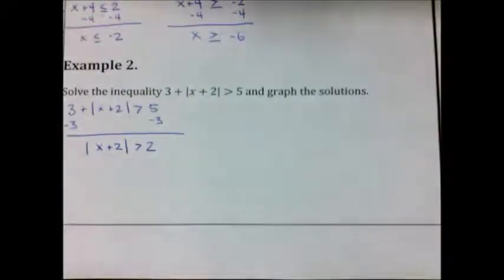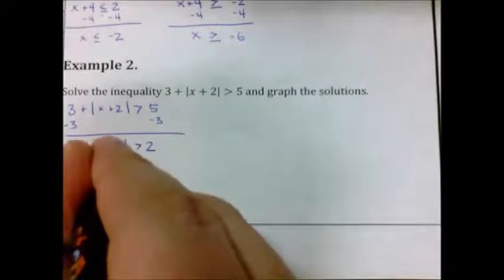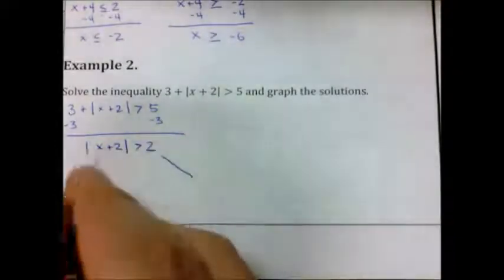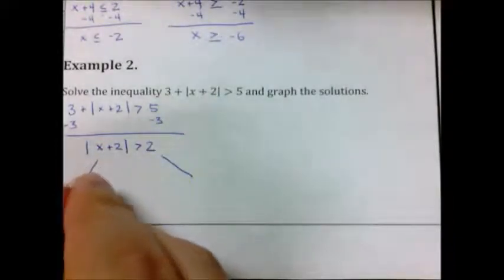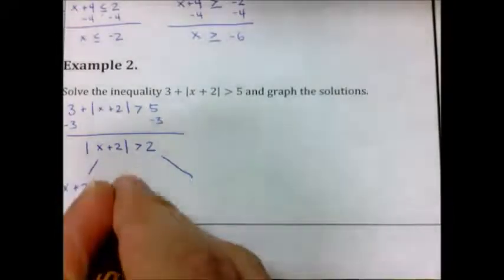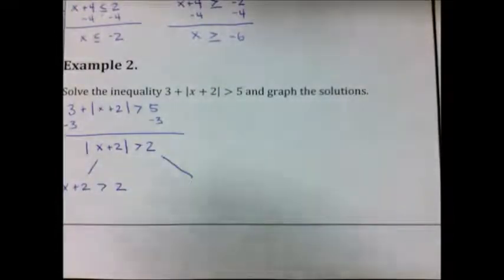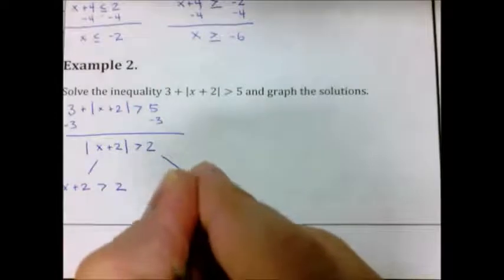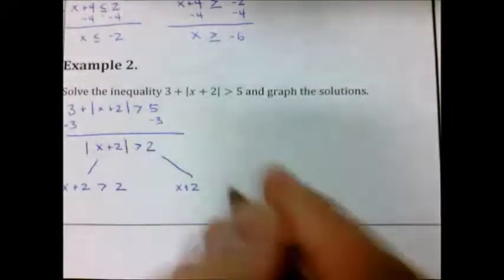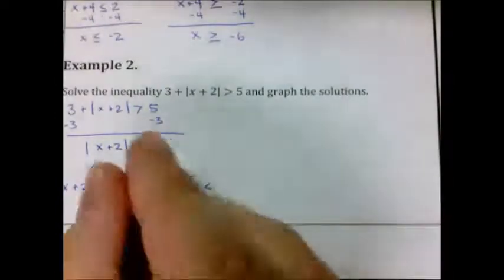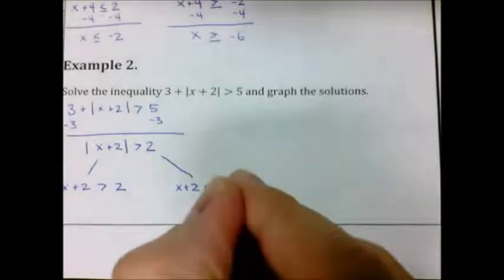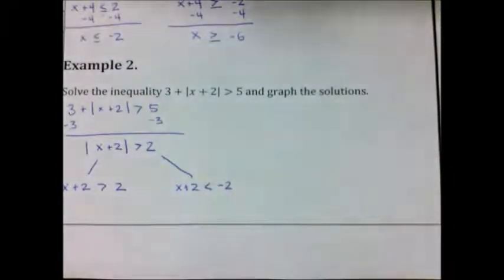Okay, and now we split the inequality. We've isolated the absolute value. Now we split the inequality into two different inequalities. We've got x plus 2, we drop the absolute value signs, as greater than 2. Nothing changes for that one. And then the other one, when we split it, we have to flip the sign, make it less than now, and make the outcome opposite, which is now going to be a negative 2.